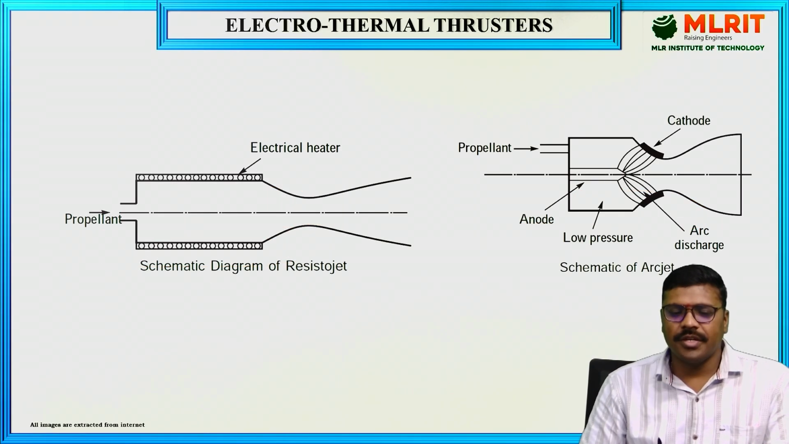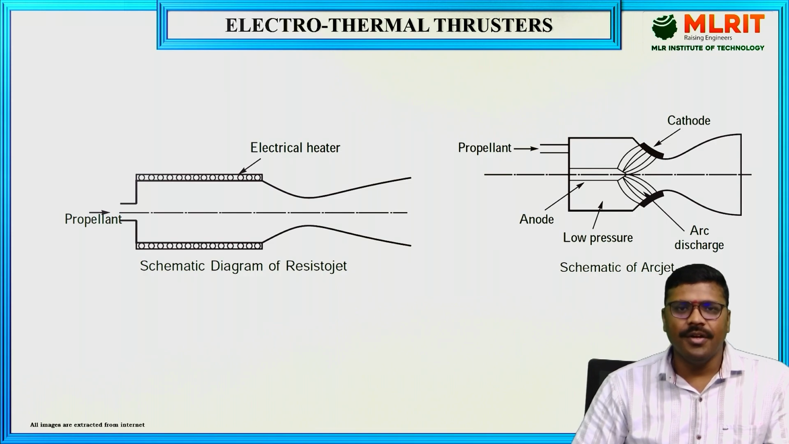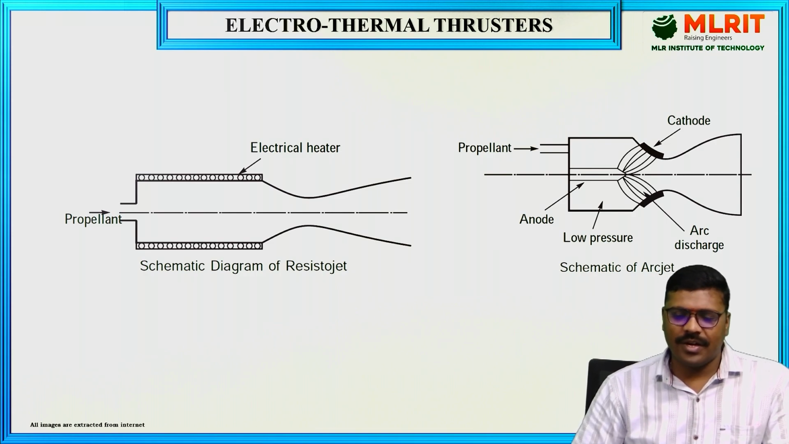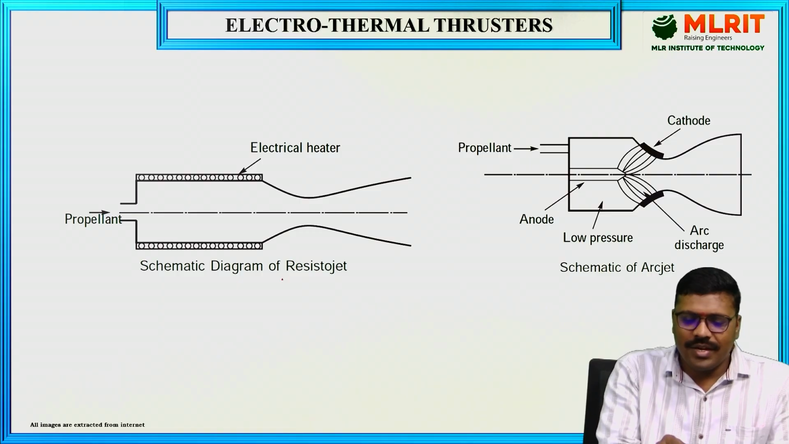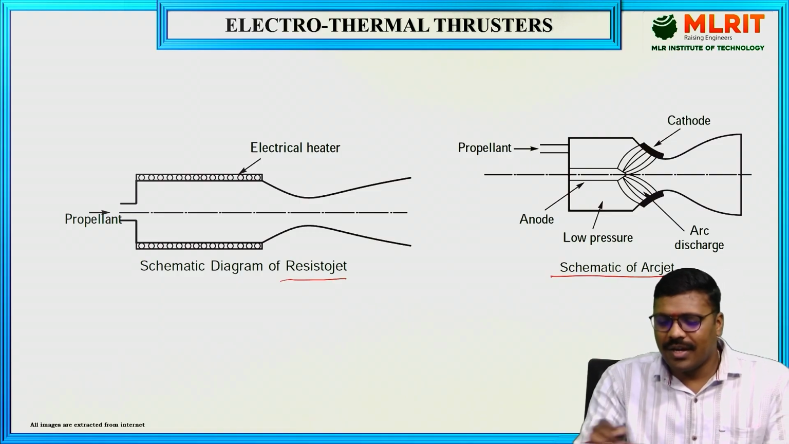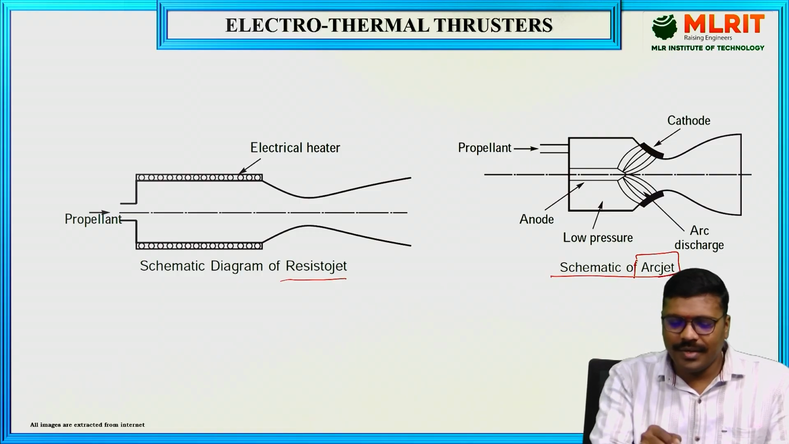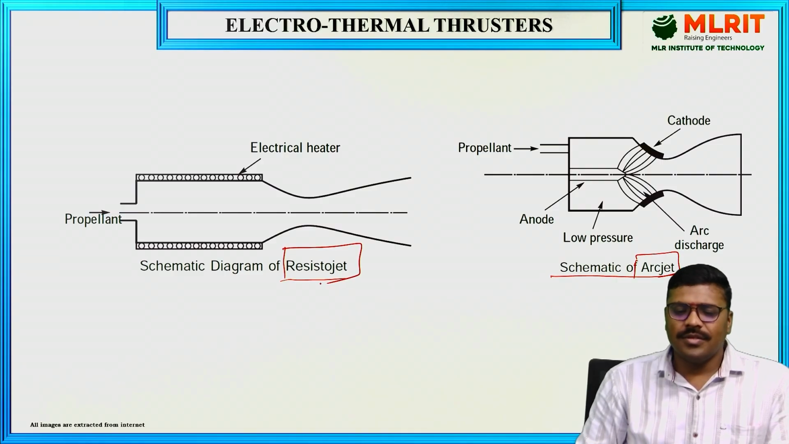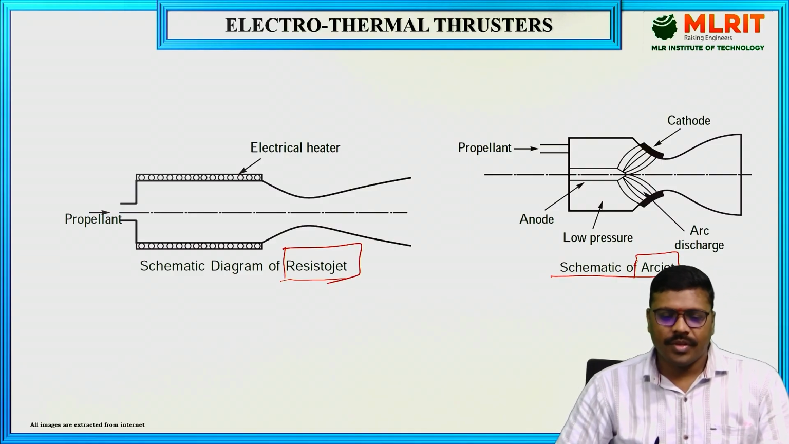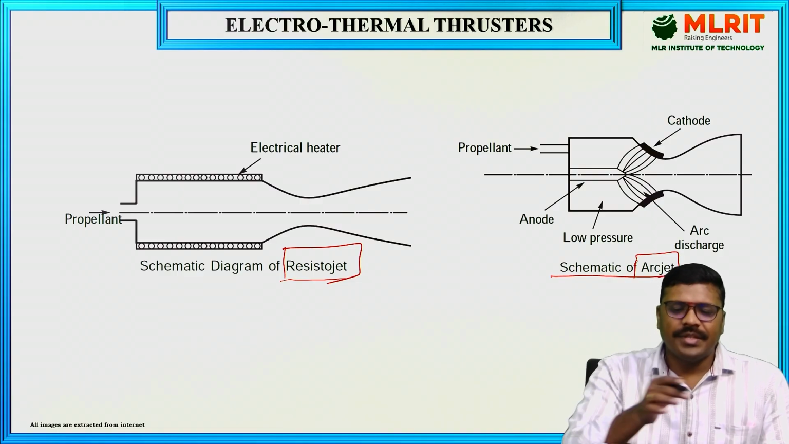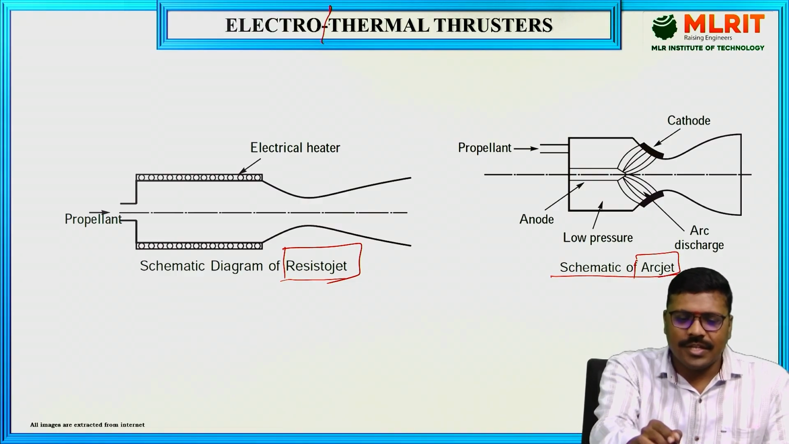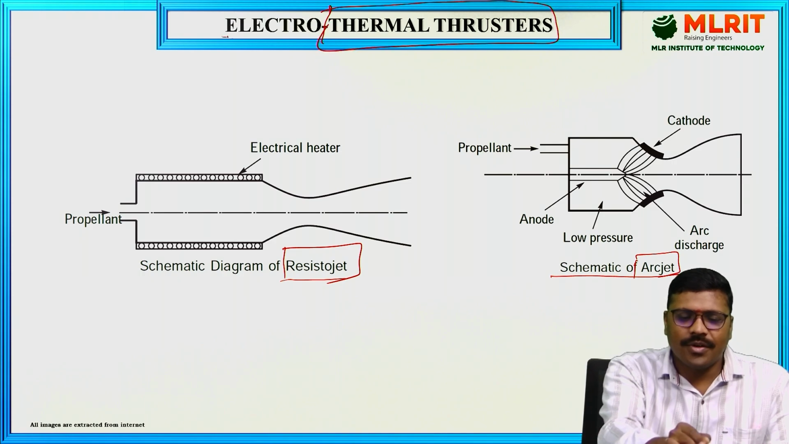Right. So next we will discuss electrothermal thrusters. There are two types of electrothermal thrusters: one is a resistor jet, another is an arc jet. There are different types of thrusters: electrothermal thrusters, electrostatic thrusters, and electromagnetic thrusters. In the electrothermal thruster, we are using electricity to increase the temperature of the gases.